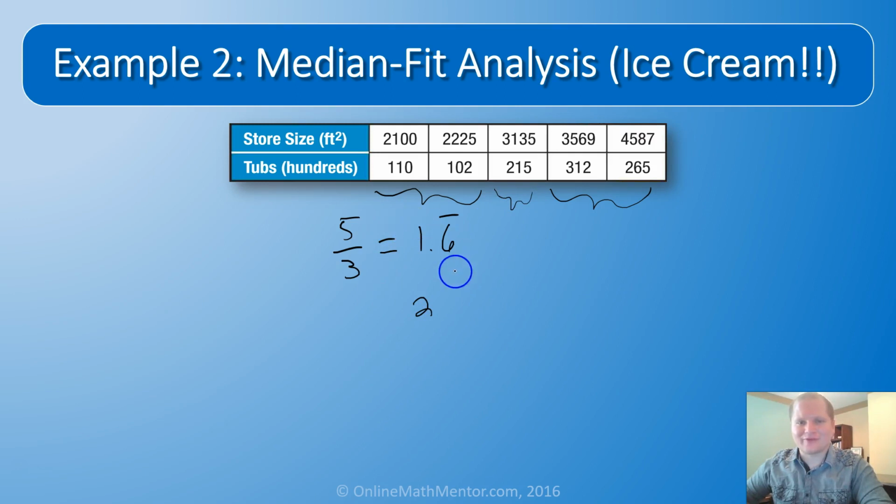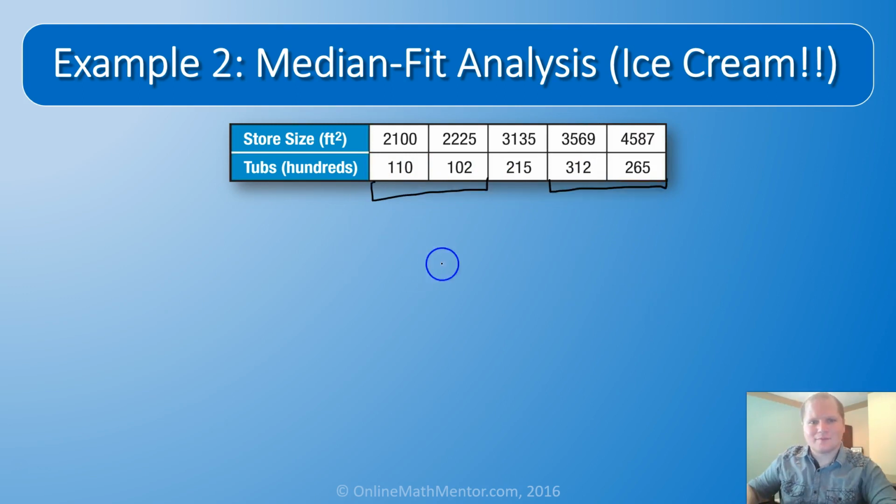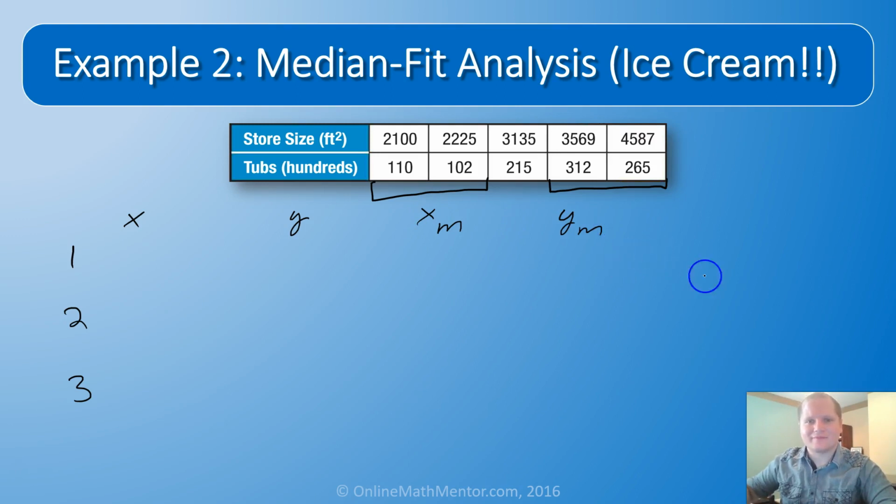So this may seem like a little silly example, but this is the process you would do if you had, let's say, 100 points. You would do 100 divided by 3. Whatever you get from that, you round up, and that tells you how many are in the first and last sections. So we're going to separate these into 3 sets, set 1, set 2, and set 3. And for each set, we want the x values, the y values, the x median of that set, and the y median of that set.